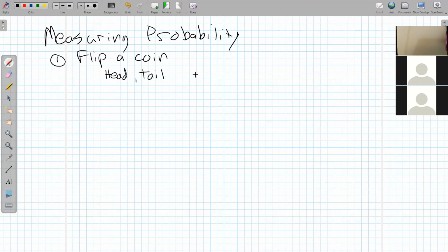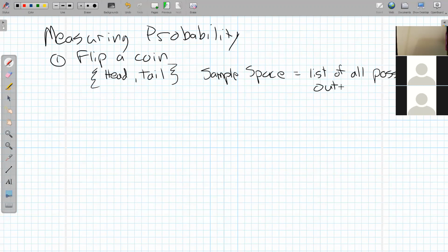And when you list all the possibilities, that's called your sample space. And so I usually put it in curly brackets, all the possibilities. This is the sample space. And sample space is just a list of possibilities, all possibilities. And we might even say the word outcome is used a lot. Something will happen. What happens is the outcome. The outcome here is either a head or a tail.